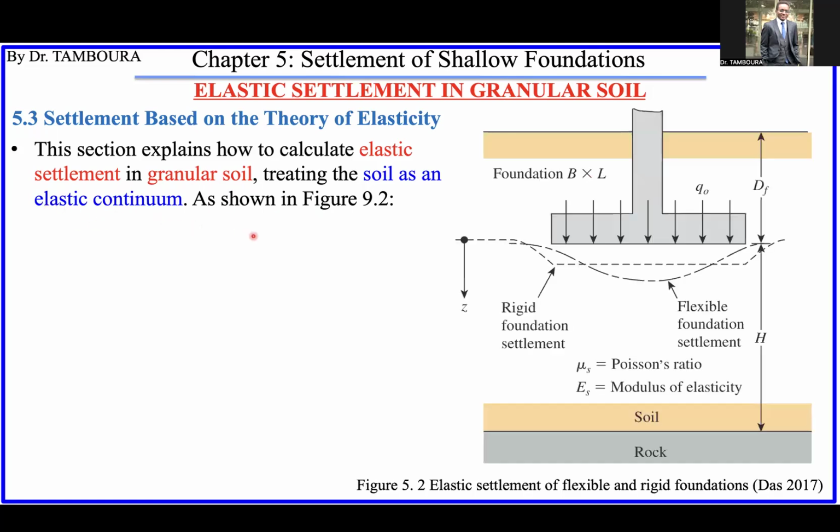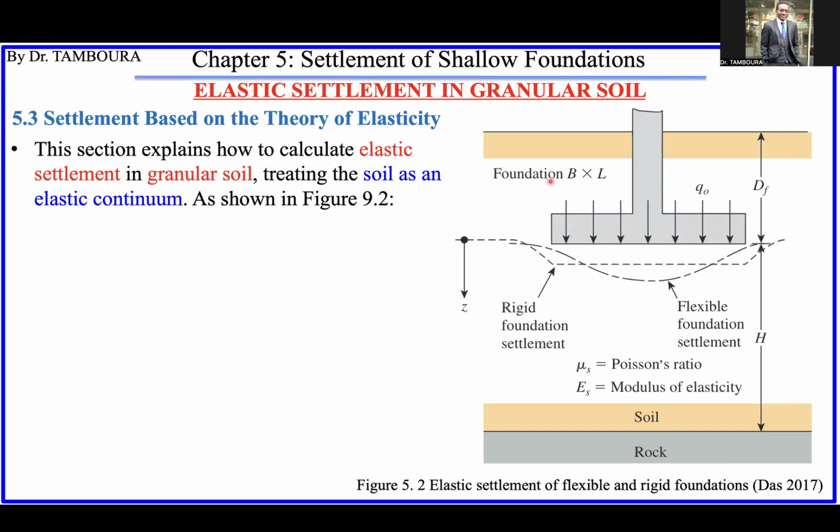Okay. So if we check this figure, we have some definitions here, like Df, the depth of footing. H here is the thickness of the soil that can settle. And at the bottom of that, sometimes we may have rock, okay? So the rock will not shrink, it will not settle. So the settling soil is this thickness, H.